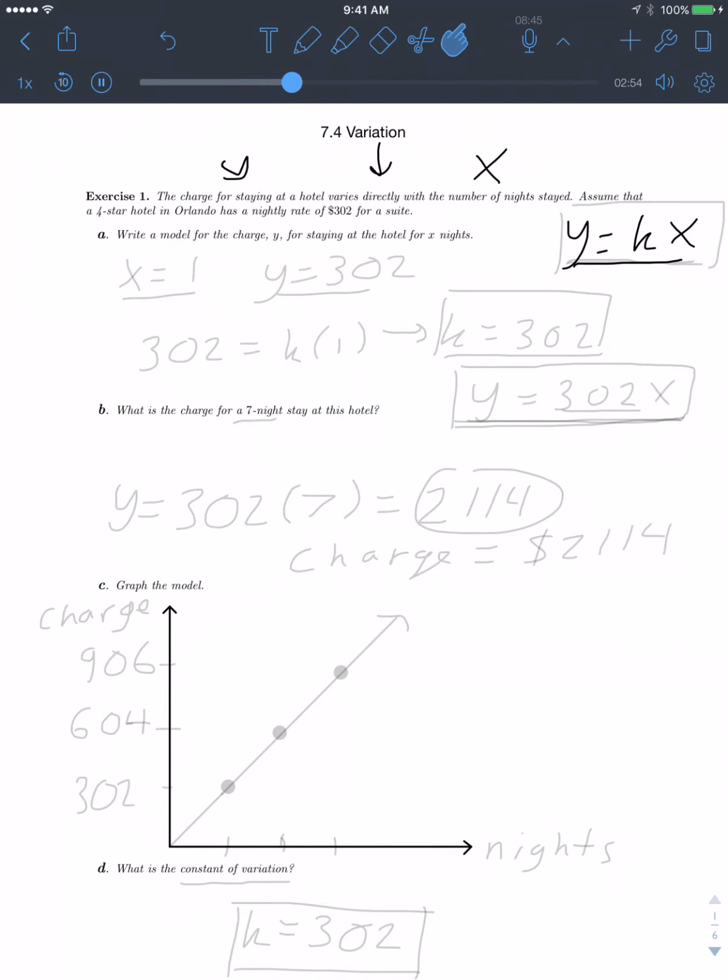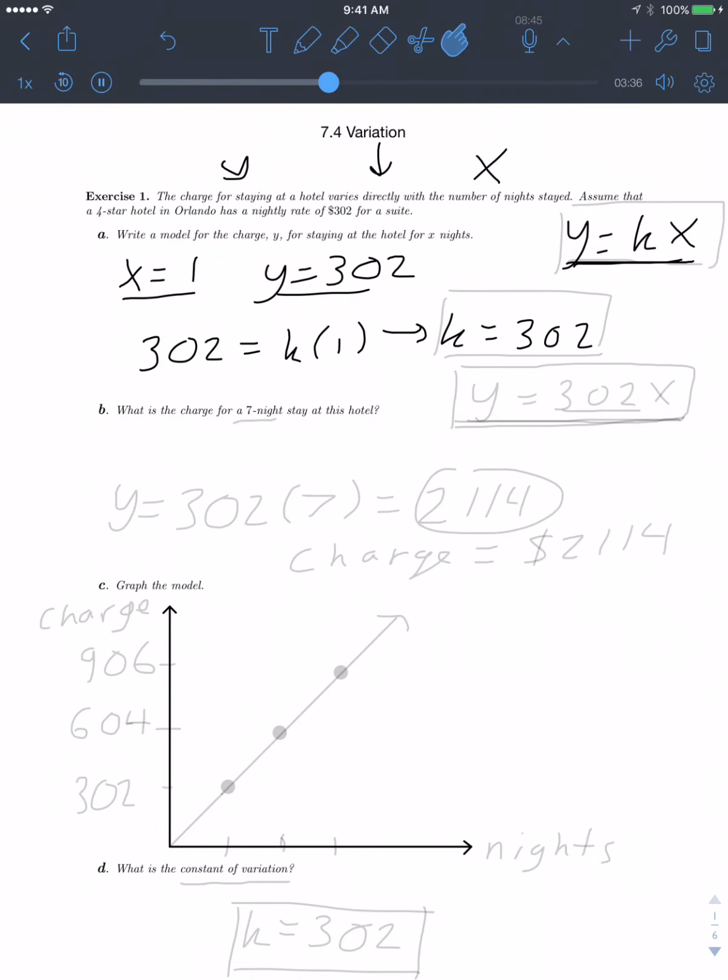Now, additionally, we're told to assume that at this 4-star hotel in Orlando, there's a nightly rate of $302 for a suite. In other words, staying for one night, if x equals 1, y, the charge, is going to be 302. Now, putting these three concepts together, we see that 302 is equal to k times 1. And that means that k is 302.